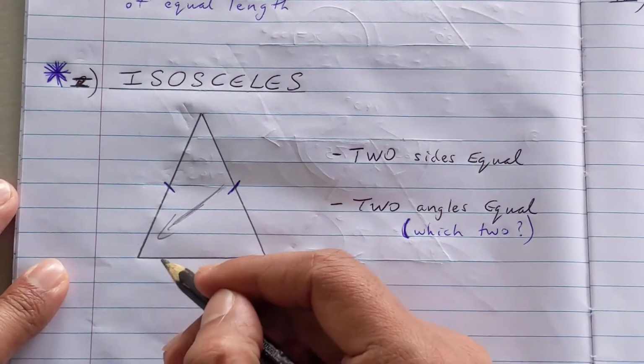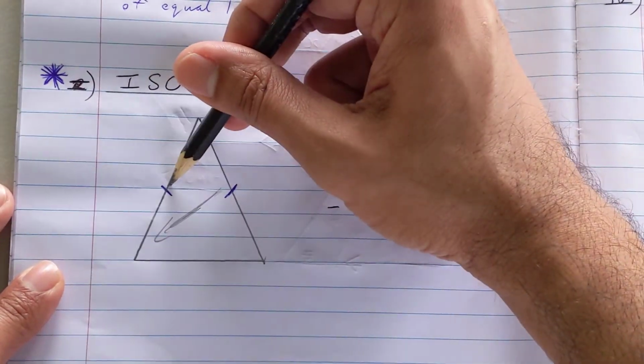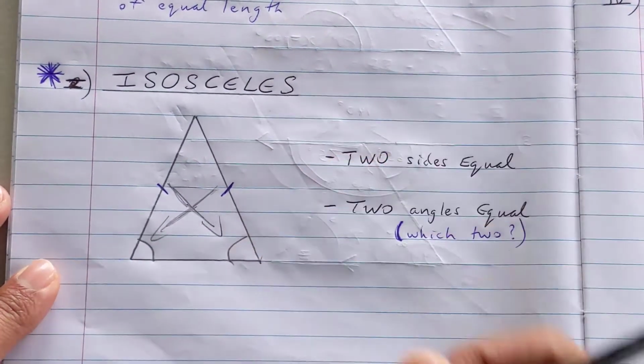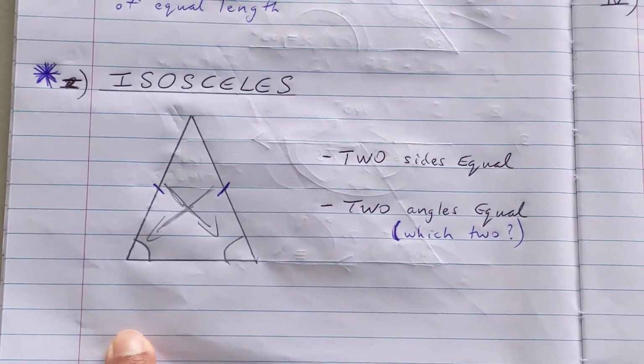So opposite this equal side, this angle facing it, and opposite this equal side, this angle facing it. So these will be the two equal angles, and we'll come back to some questions on this in a little while.